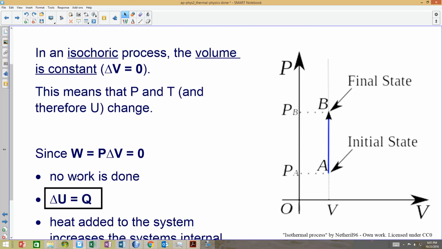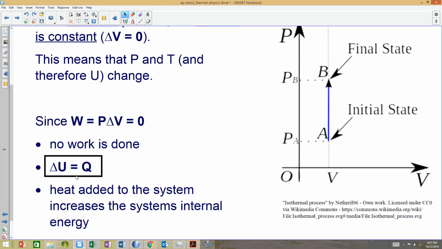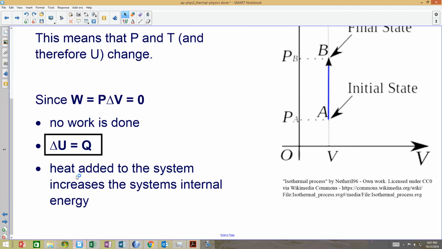Since the work is equal to the pressure times the change in volume, the work done is 0, so no work is done. That means that the total change in internal energy is related to the heat. So heat added to the system increases the system's internal energy.